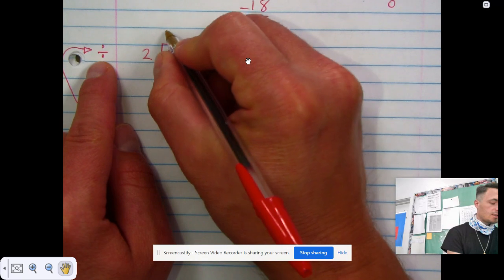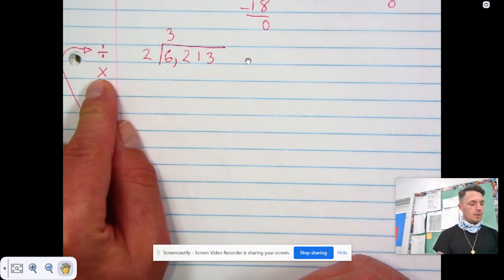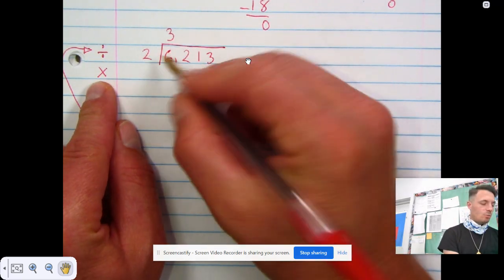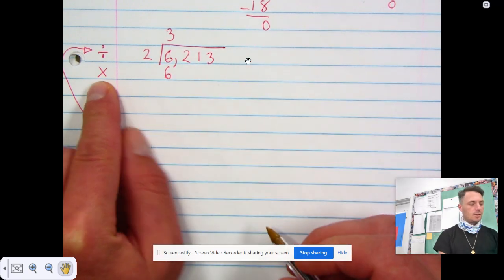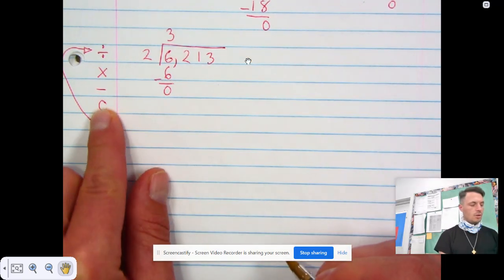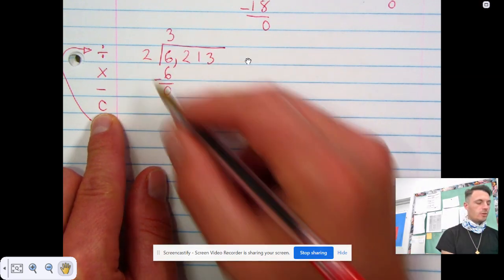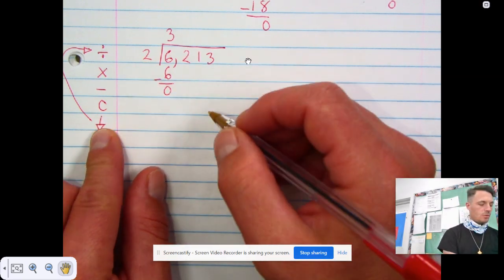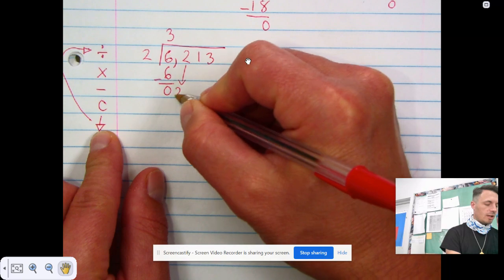2 can fit into 6 3 times. Then we multiply. 3 times 2 is 6. Then we subtract. 6 minus 6 is 0. Now we compare. Is 0 smaller than 2? Yes. So now we bring down the 2 next to the 0.